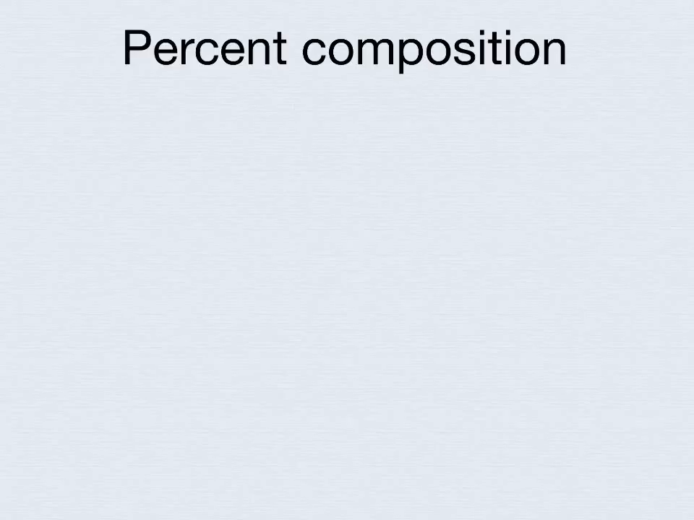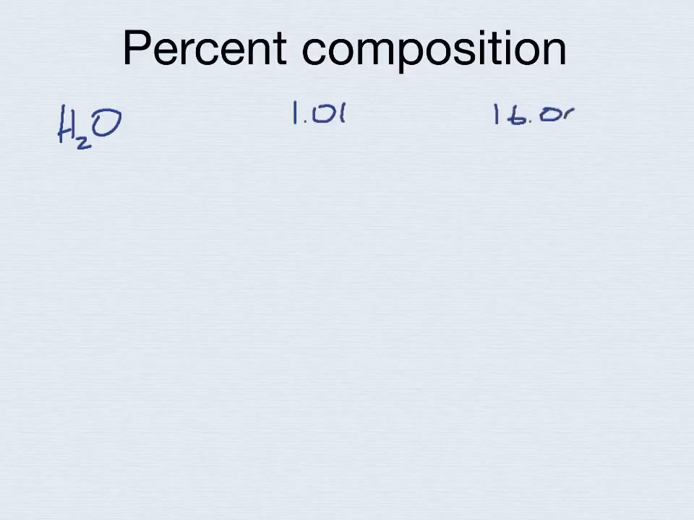This is a video on percent composition. Have you ever considered a chemical compound? Take for example water, H2O. Now you know, based on your limited experience in this chapter so far, that hydrogen as an atom has a mass of 1.01 rounded AMUs, and oxygen has a mass of 16 when you round as well.